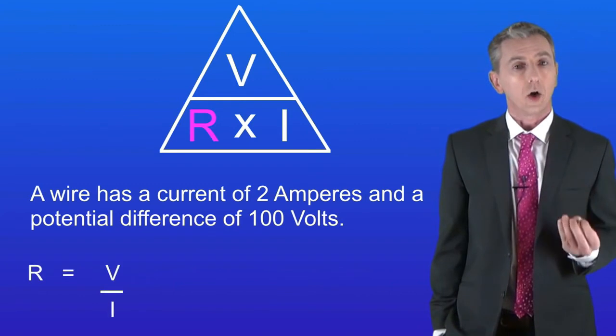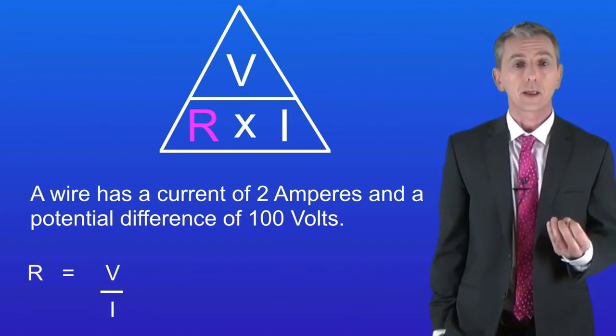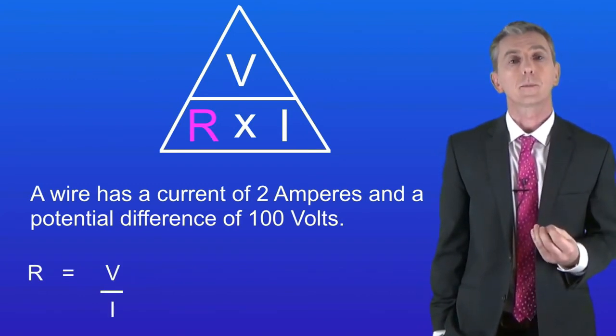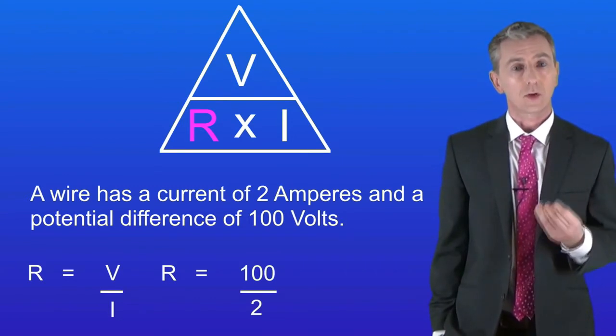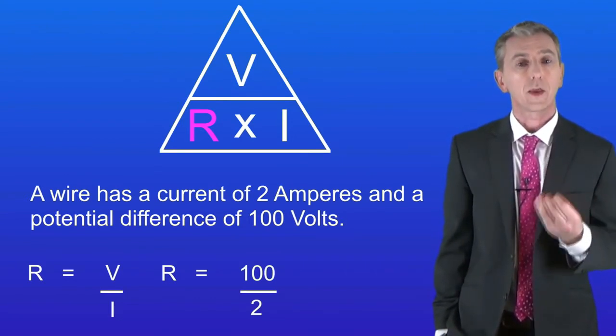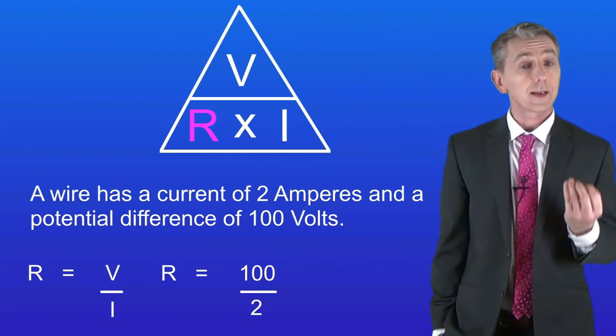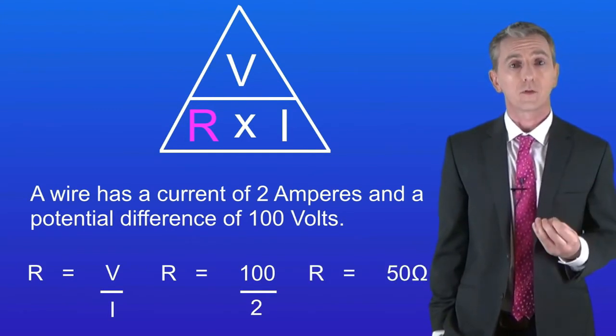So we're calculating R, and the triangle tells us that R equals V divided by I. V is 100 volts and I is 2 amperes, so there they are. That gives us a value of 50 ohms for the resistance.